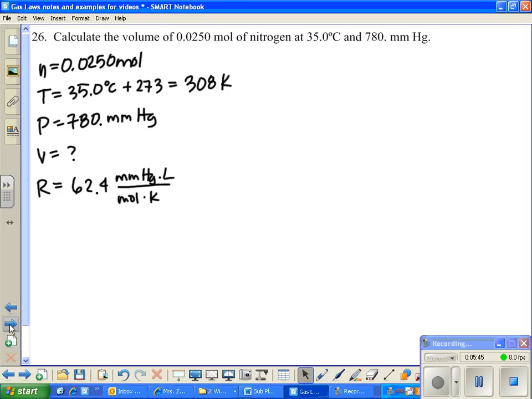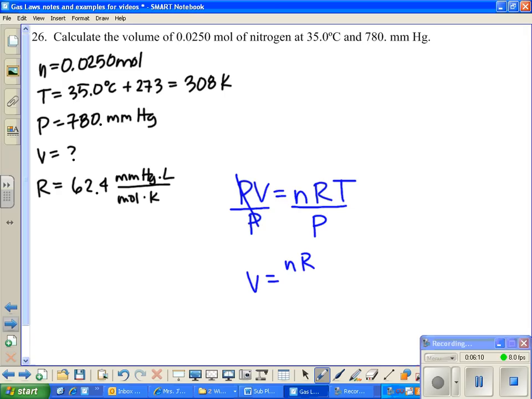So we write out our equation. P times V equals nRT. Solving for V, I'm going to divide both sides by P. I like to do my algebra without the numbers. It is less writing. You are less likely to make a mistake. So the volume will equal the moles times the R value times the temperature, all divided by the pressure.